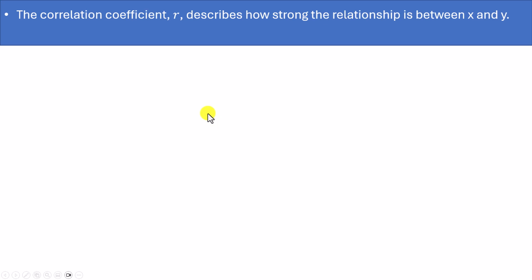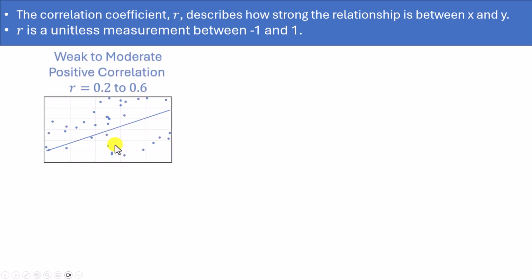The correlation coefficient, represented by the lowercase letter r, describes how strong the relationship is between two variables x and y. R is a unitless measurement between -1 and 1, and relates to a scatterplot. So let's look at a number of different scatterplots and what the value of r would be.